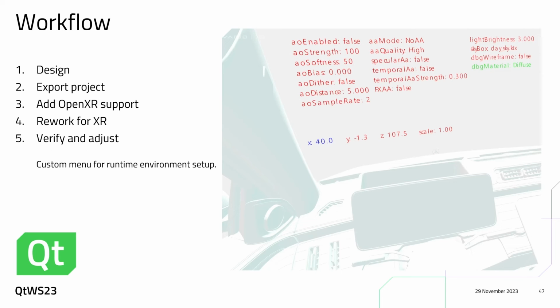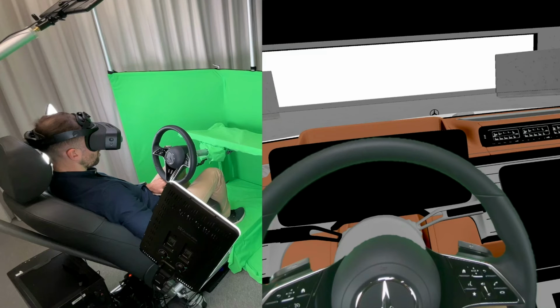To quickly test the environment during runtime, we have built a sample menu that is floating in 3D space in front of the car, and it is steered by a controller. It allows us to quickly change settings like ambient occlusion, anti-aliasing, change the debug material, enable the wireframe mode, reposition the model, or rescale it. It's really great to have something like that for runtime modifications of the scene. So, enough talking, let's see it in action.